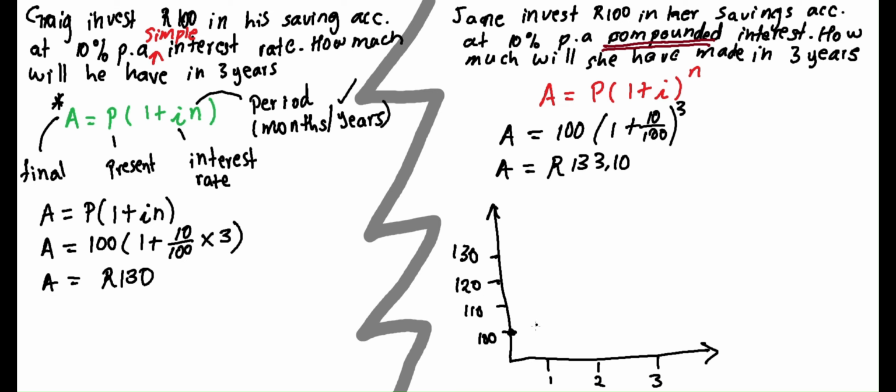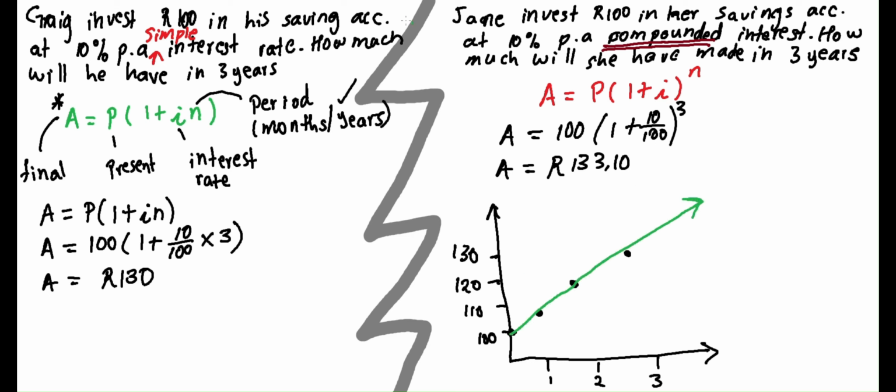On the first year, Greg made 10 rands, because 10 rands is 10% of 100 rands. So that means Greg was here in the first year. In the second year as well, he made another 10 rands, which places him at 120, and then in the final year he made 130 rands. So that means Greg is investing in a straight line investment plan, which is the simple interest. Let me draw it in green. So this is Greg.